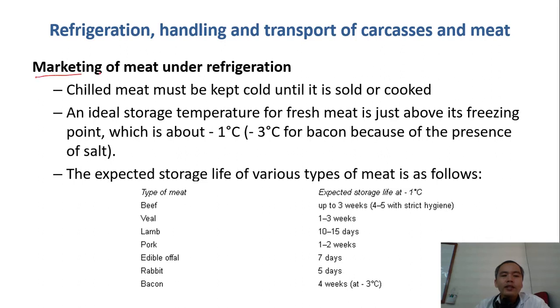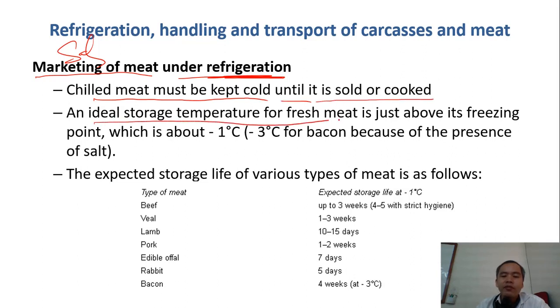And then the marketing of the meat, the selling of the meat, is also under refrigeration. The meat must be kept cold until it's sold or cooked. An ideal storage temperature for fresh meat is just above its freezing point, which is about -1 degree C. That can be lower for bacon.